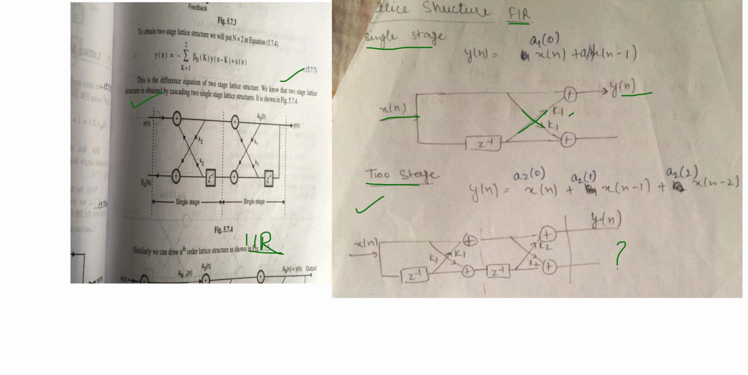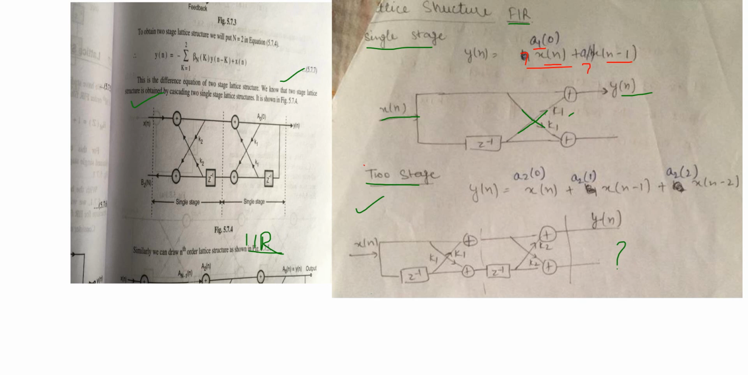The rest of the calculations are the same. If there are two stages of the structure, then you have to calculate two constants K1, K2 in both the structures. If the equation given is for single stage, then you have to calculate K1 only. This is the equation of single stage FIR filter. The constant of x of n is denoted by A1 of 0. Constant of x of n minus 1 will be denoted as A1 of 1.